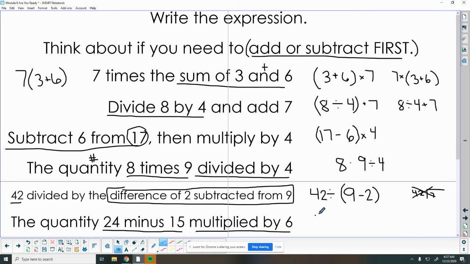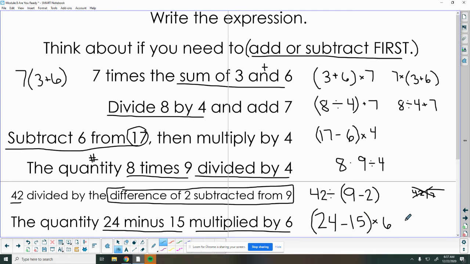So we have 24 minus 15, then we're multiplied by 6. So we need to minus first. So we want to make sure we put parentheses around our minus.